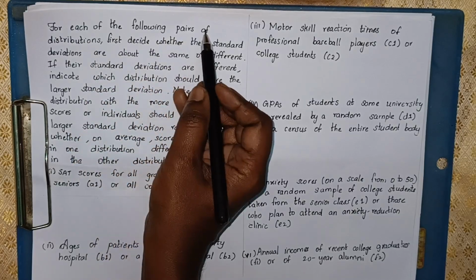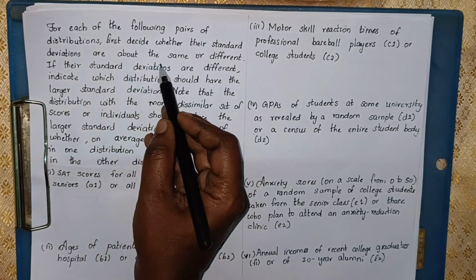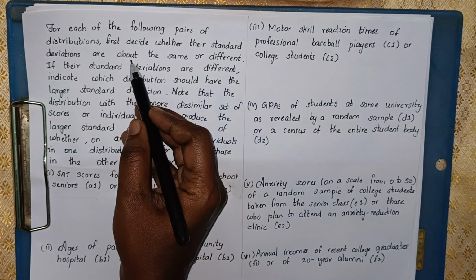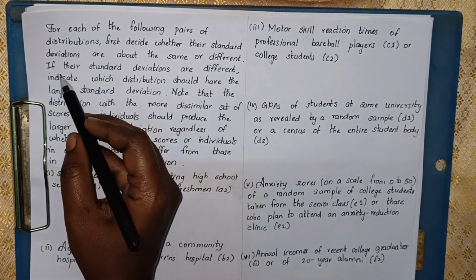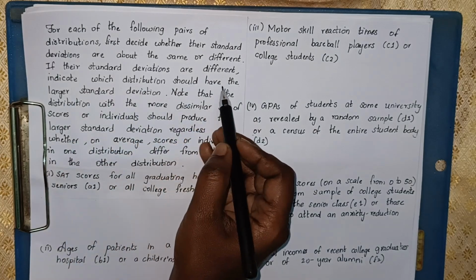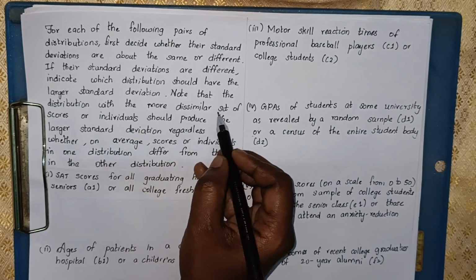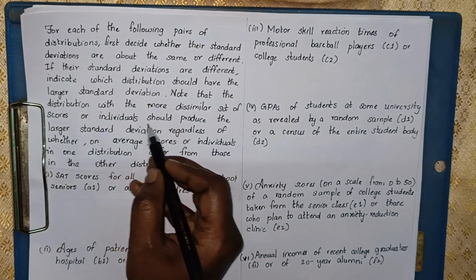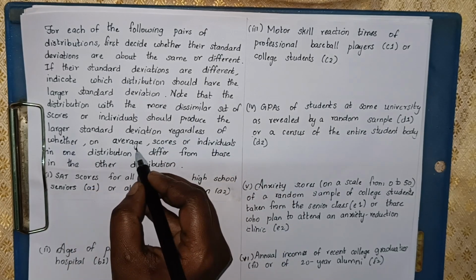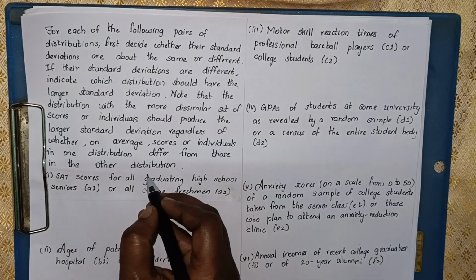For each of the following pairs of distributions, first decide whether their standard deviations are about the same or different. If their standard deviations are different, indicate which distribution should have the larger standard deviation. Note that the distribution with a more dissimilar set of scores or individuals should produce the larger standard deviation, regardless of whether on average scores or individuals in one distribution differ from those in the other distribution.